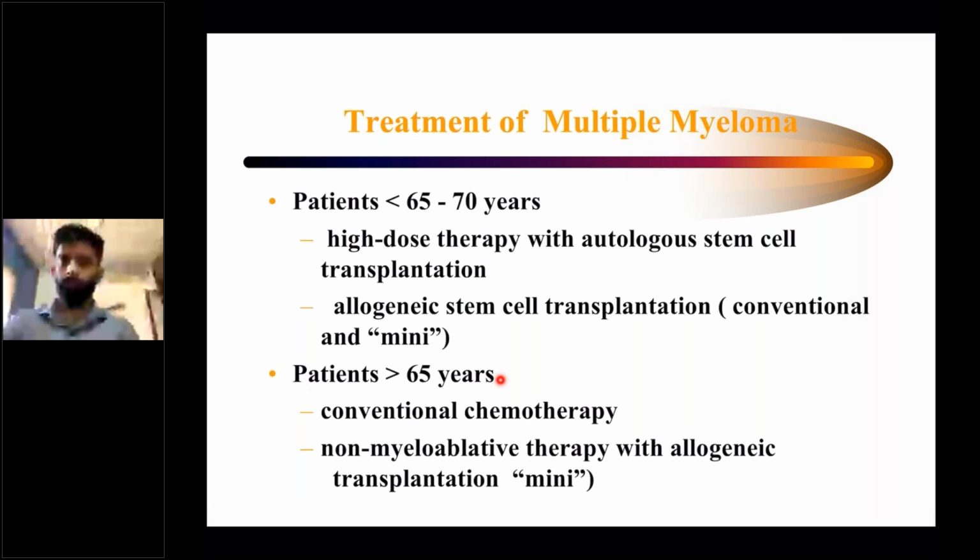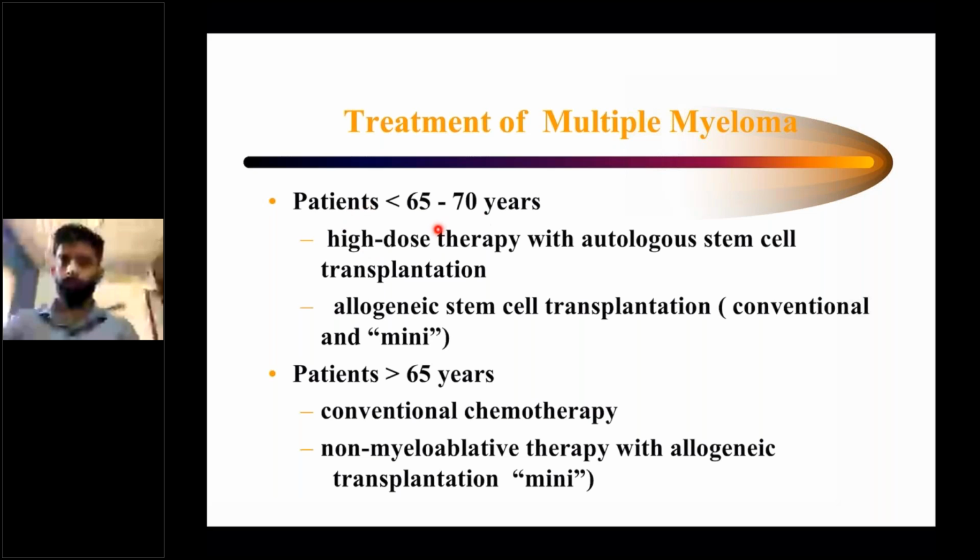So patients greater than 65, you can go for conventional chemotherapy. High dose is fatal for them, so you should go for conventional chemotherapy and non-myeloablative therapy. You shouldn't destroy the bone marrow before giving the allogenic transplantation. This is called mini transplantation. This is called conventional transplantation.